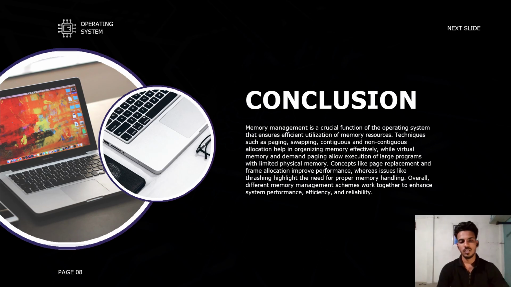Let's look at the conclusion. Memory management is a crucial function of the operating system that ensures the utilization of memory resources. Techniques such as paging, swapping, contiguous and non-contiguous memory management, and demand paging allow execution of large programs with limited physical memory. Concepts like page replacement and frame allocation improve performance, while issues like thrashing highlight the need for proper memory handling. Overall, the different memory management techniques working together ensure system performance and reliability.